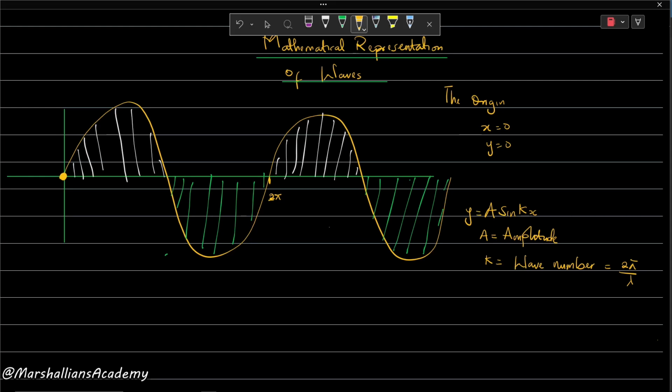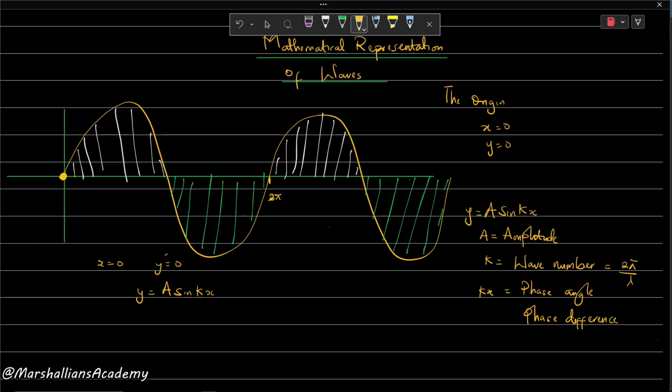Does that make sense? What else? kx together becomes something called the phase angle or the phase difference. So in case you come across a question that says find the phase angle or find the phase difference, it is telling you to find kx. Let's go back to our equation. We said for a wave that starts at the origin, x equals 0, y equals 0, we can mathematically represent the wave as A sine kx.